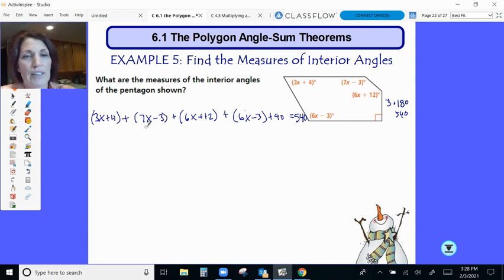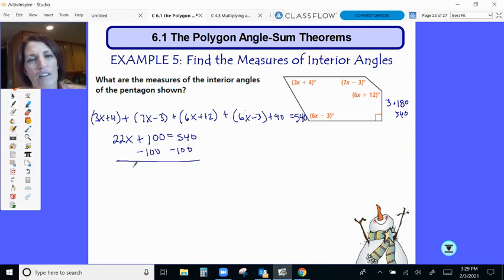So it's going to be 3 plus 7 is 10, plus 6 is 16, plus 6 is 22, right? So 22x plus, and we're going to take our 4 minus 3, and then plus 12, and then minus 3 again, plus 90, and that gives us 100. So 22x plus 100 equals 540. So I'm going to subtract 100 here. 22x equals 440.